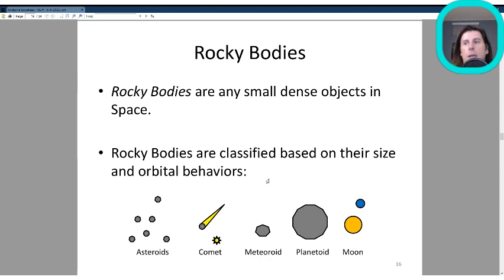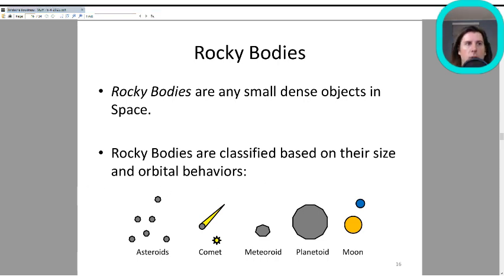Pluto and the Oort cloud, it's all rocky bodies. The asteroid belt, all rocky bodies. A lot of the moons of Jupiter, rocky bodies. Just to make your life easier, here are five types of rocky bodies, and what they're classified as is what they're going to do. That's how we're categorizing stuff in the world of innovative potential.